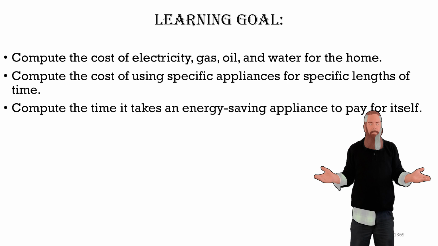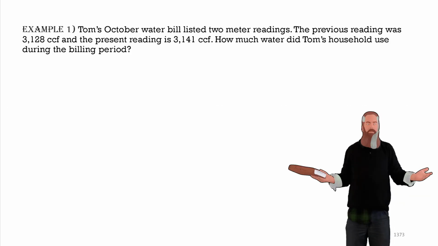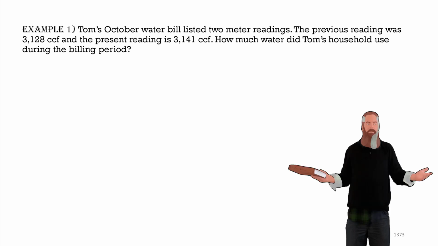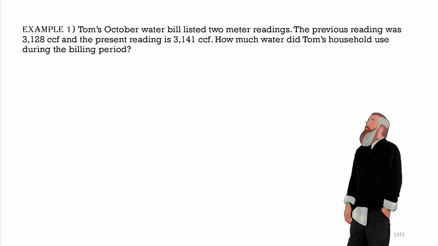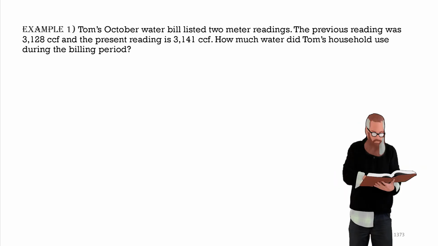Now let's compute the cost of electric, gas, oil, and/or water for the home. Tom's October water bill listed 2 meter readings. The previous reading was 3,128 CCF, and the present reading is 3,141 CCF.